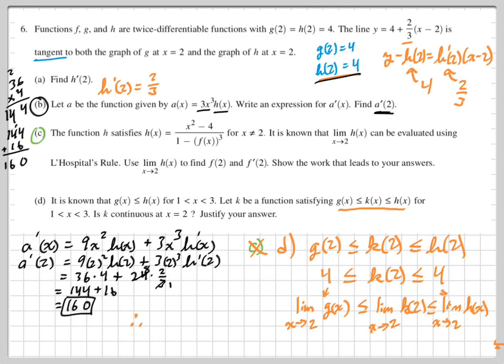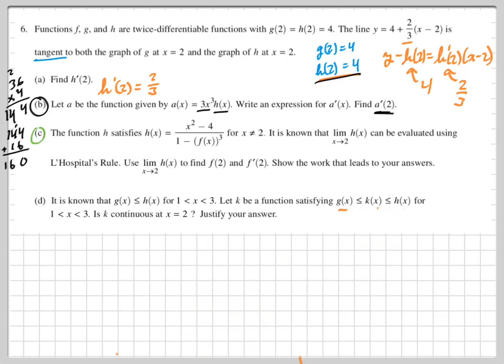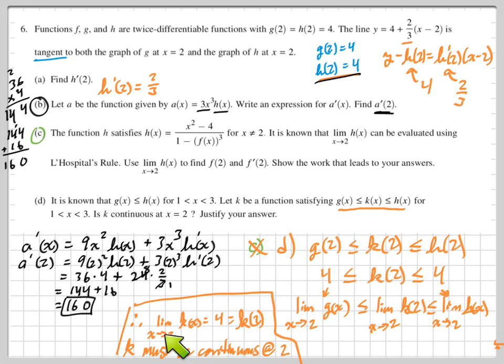So, because of the squeeze theorem, because these guys also equal 4, I can say that the limit of K as x approaches 2 is 4, and that equals K of 2. That means K must be continuous. All right, go back. So this is actually the definition of continuity. It says if you want to prove that a function is continuous at a point, all you have to do is show that the limit as you approach an x value equals the number you would get when you plug that x value into the function. Okay, so this is the definition of continuity, and I stumbled upon it.